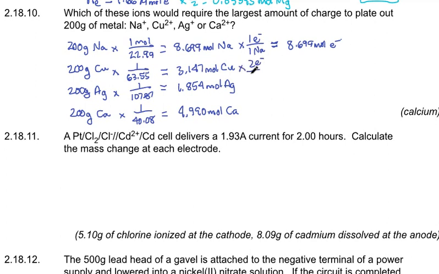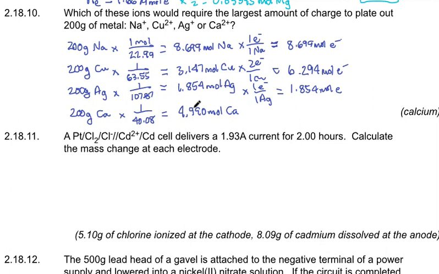With copper, it takes 2 electrons to make a copper atom. 2 electrons for 1 copper, so we get 3.147 times 2 is 6.294 moles of electrons. Silver is 1 again. It only costs 1 electron to make a silver atom out of a silver ion, so for that we get 1.854 moles of electrons.